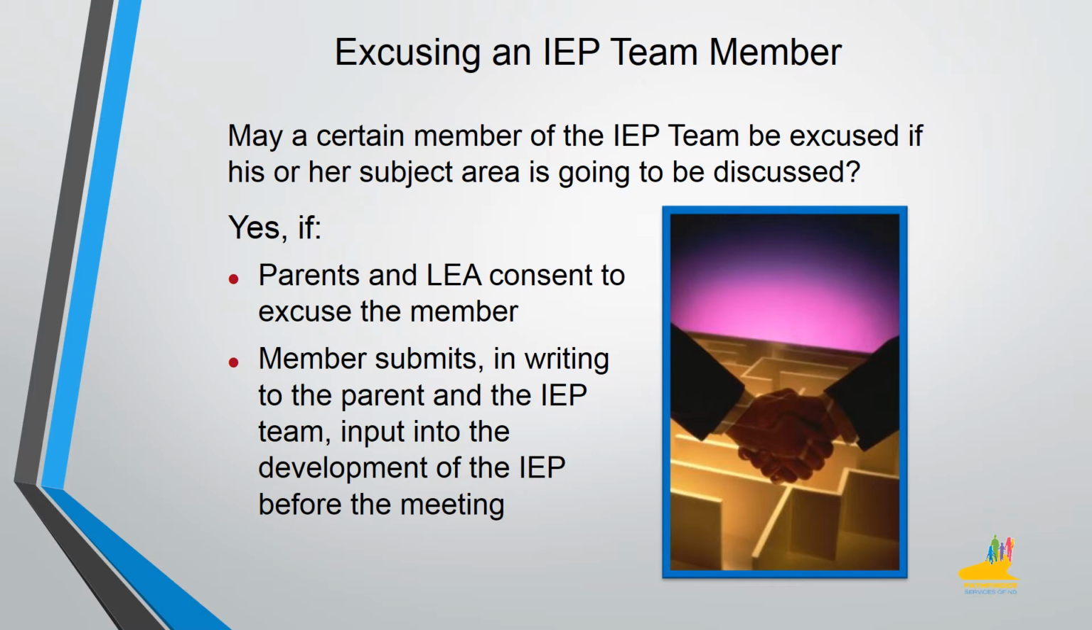The second situation involves a required IEP member whose subject area is going to be discussed. In this scenario, the parent and the school district may consent in writing to excuse a required team member whose area of curriculum or related service is being modified or discussed at the meeting, if the member submits input in writing to the IEP team members before the meeting.